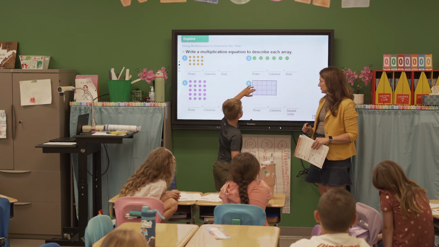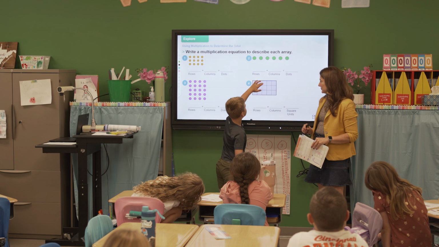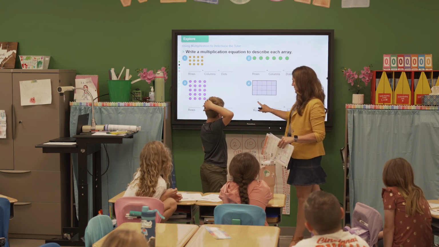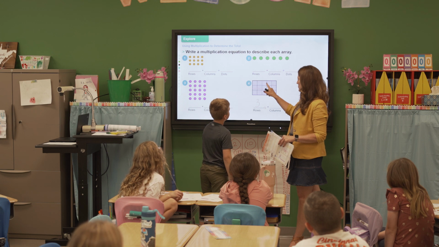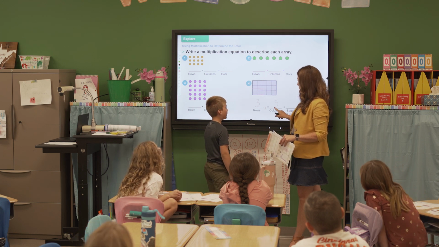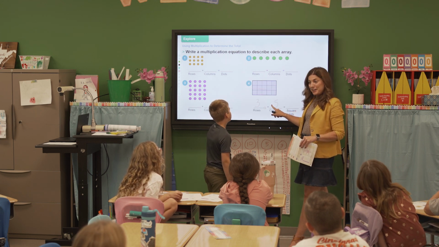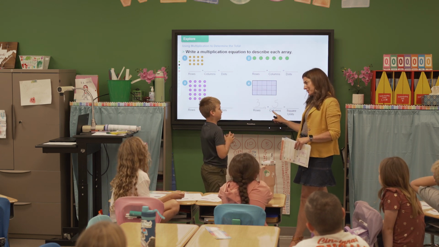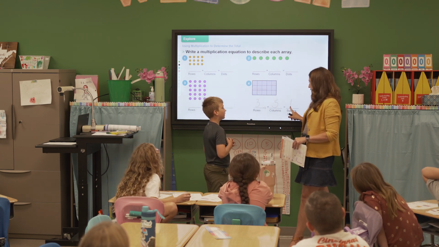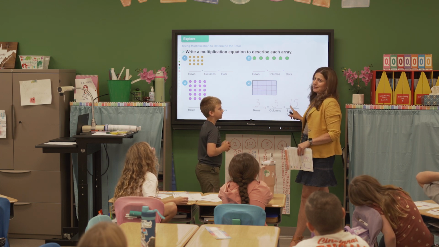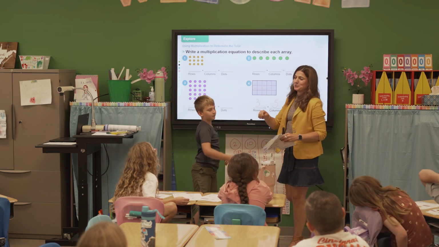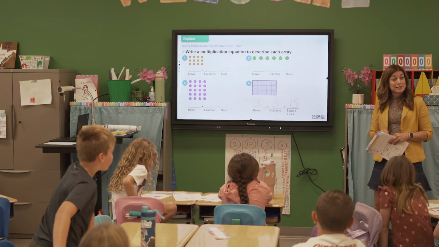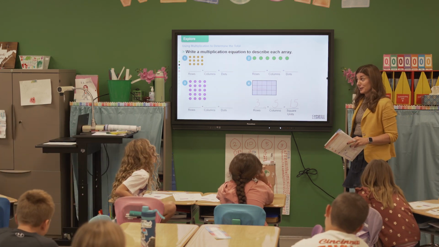You can go 1, 2, 3, and then 1, 2, 3, 4, 5, and 3 times 5. So 1, 2, 3, which would be my 3 rows, and 1, 2, 3, 4, 5, which would be my 5 columns. So you're telling me my rows and my columns are my factors that give me the product of 15. Oh, come on. Good thinking. Okay, if you didn't see that, that's okay. But now that you've seen it, maybe you can see it on another one.